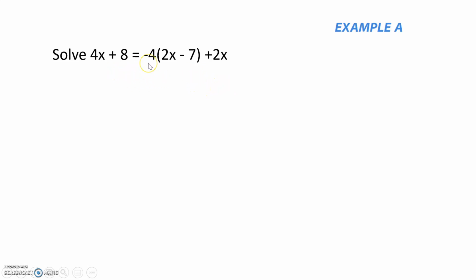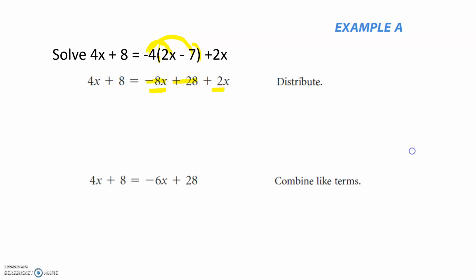So the first thing I notice is that I have parentheses here. If I have parentheses, I know I have to distribute. So when I distribute, negative 4 multiplies 2x, I get negative 8x. Negative 4 multiplies negative 7, I get a positive 28. Now I see that I have a negative 8x and a 2x over there. So I'm going to combine those together.